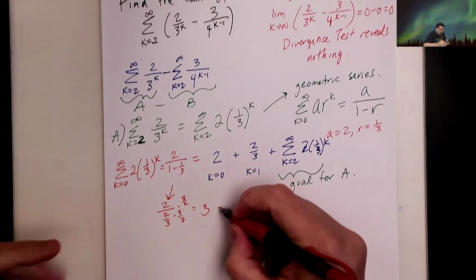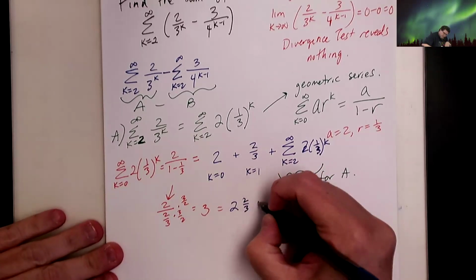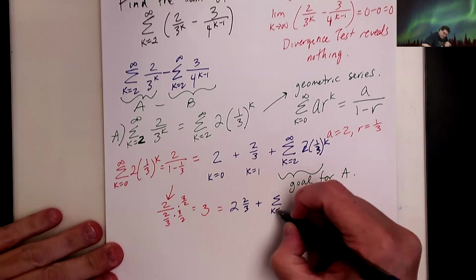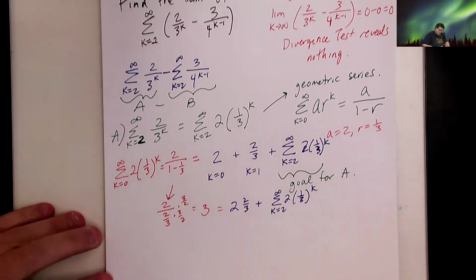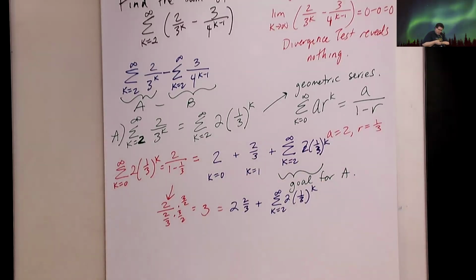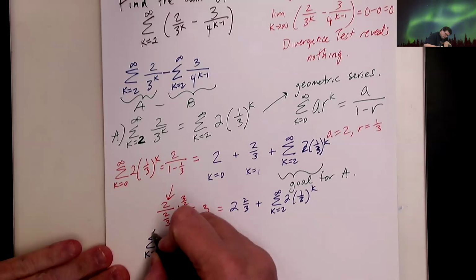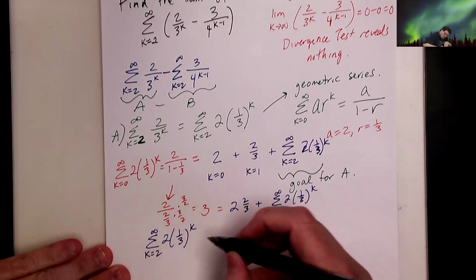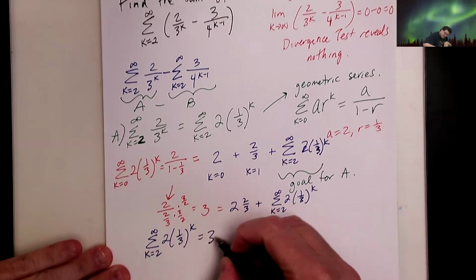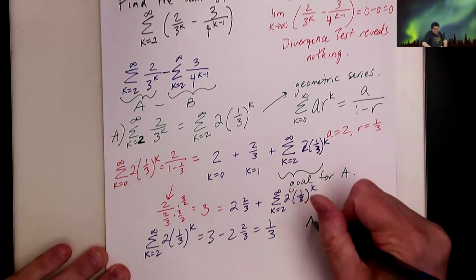And that has to equal 2 2/3 plus our summation. So doing a little subtraction, we will find that our summation has to equal 3 minus 2 2/3, which is 1/3. And that's part A.